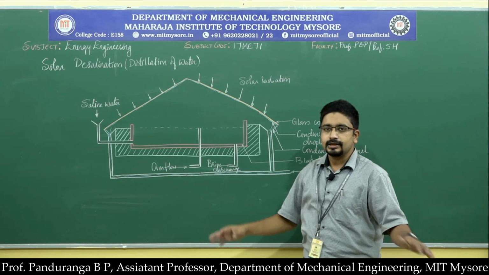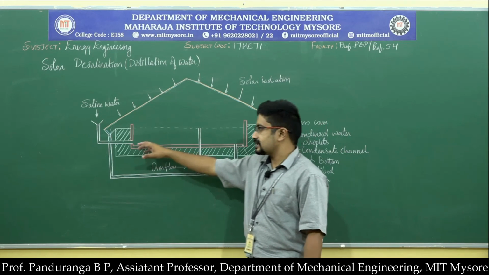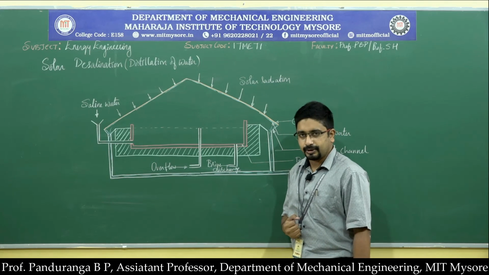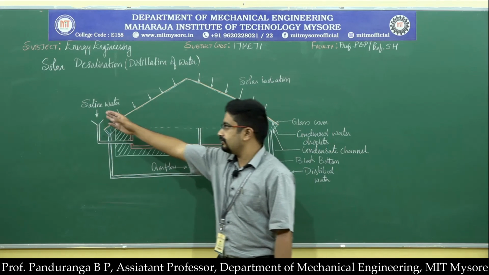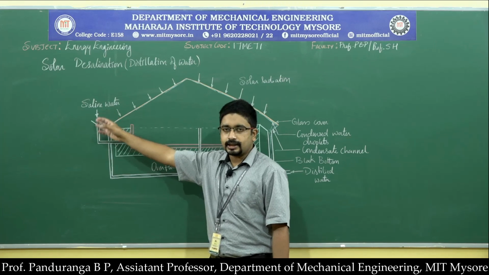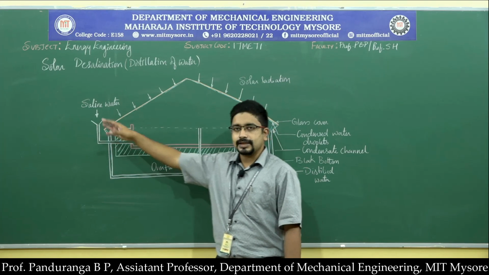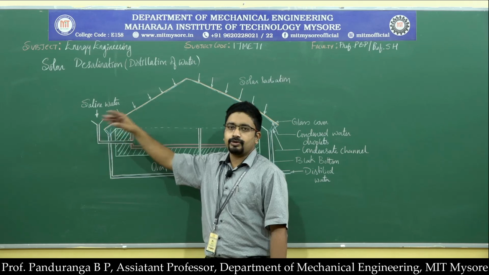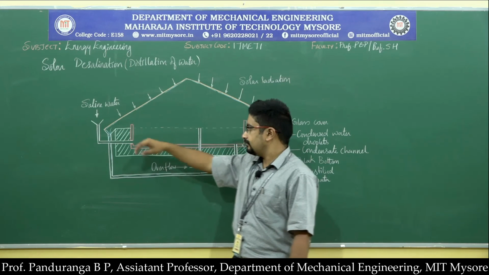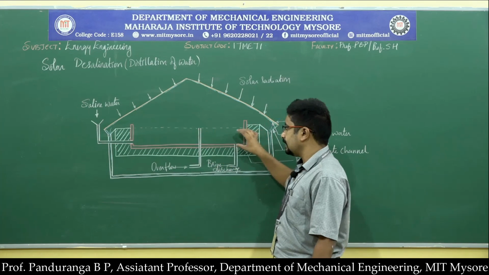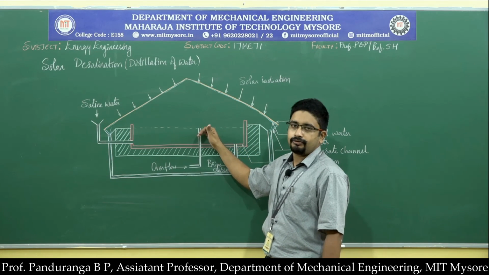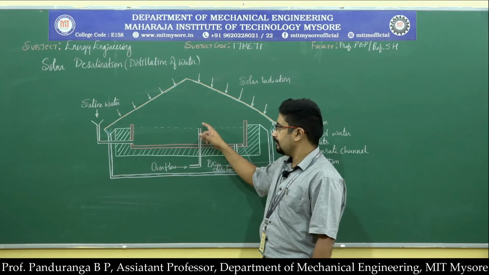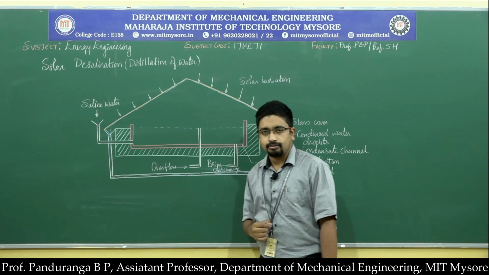So we have a shallow tank which is blackened at the bottom, so that a maximum amount of heat energy will be absorbed. The saline water will be poured or sent into the shallow tank with the help of this pipeline. So here we will pour the saline water. From here the water gets collected, and after reaching the overflow pipe height, whatever excess water is added will come out of the overflow pipe.